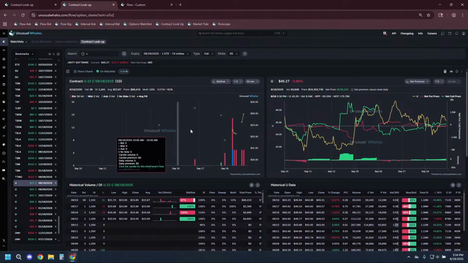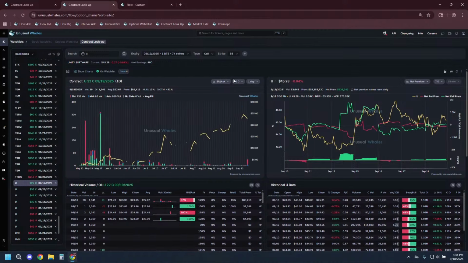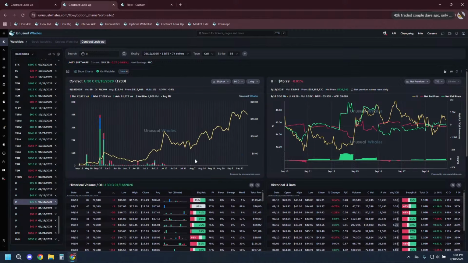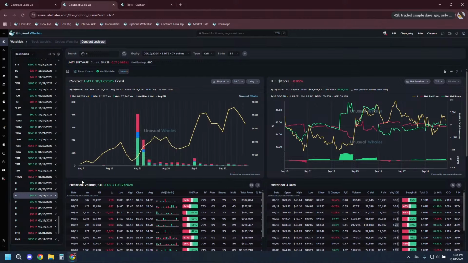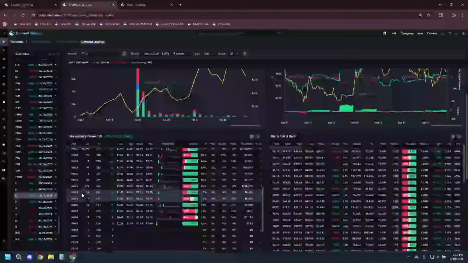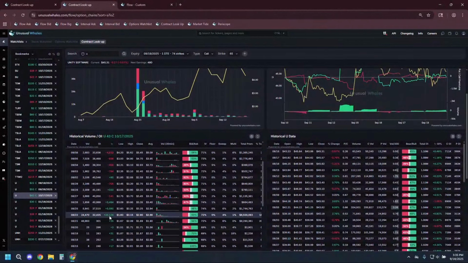But speaking of you, what am I still tracking here? The 30 January calls that were hit back in May are still open. The 43 Octobers are still open. Those were hit on August 21st and the 22nd. August 21st, large increase in open interest on the 22nd. August 22nd, large increase in open interest on the 25th. Not as much as we would have liked to see, but some new open interest nonetheless.